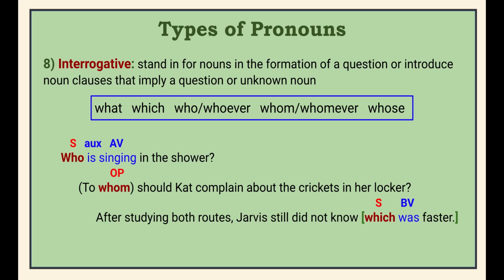In the third example, after studying both routes, Jarvis still did not know which was faster. Which acts as the subject for the verb was of the dependent noun clause that implies the question or unknown of which of the 2 routes was the faster one. He didn't know, so the pronoun stands in for that unknown.